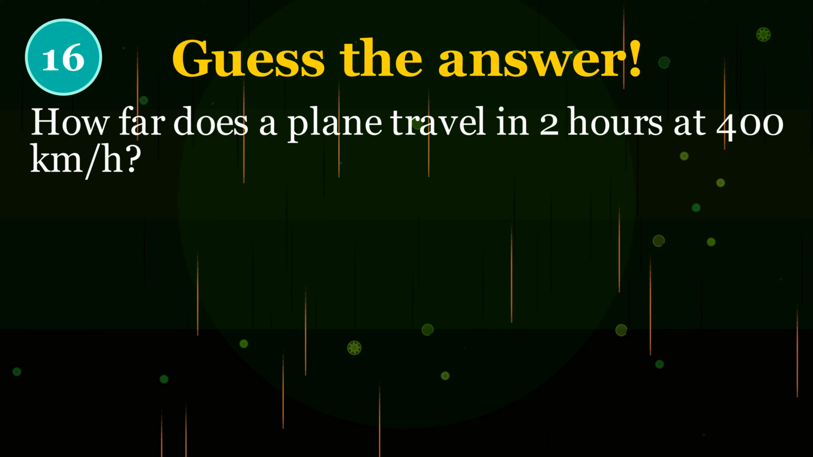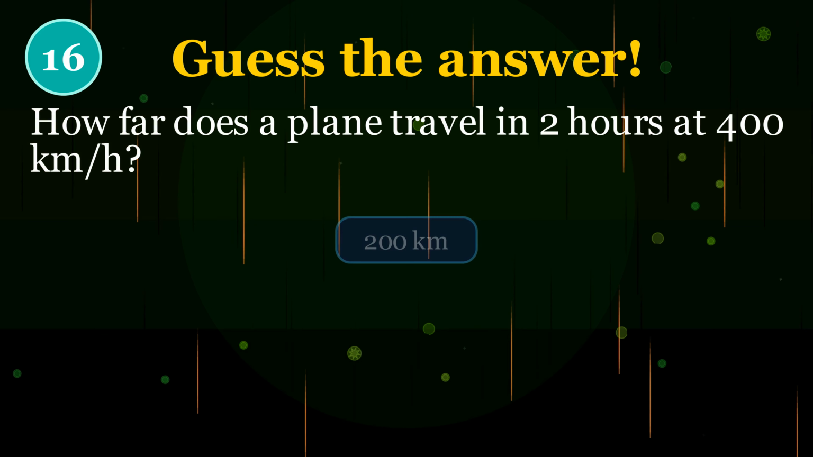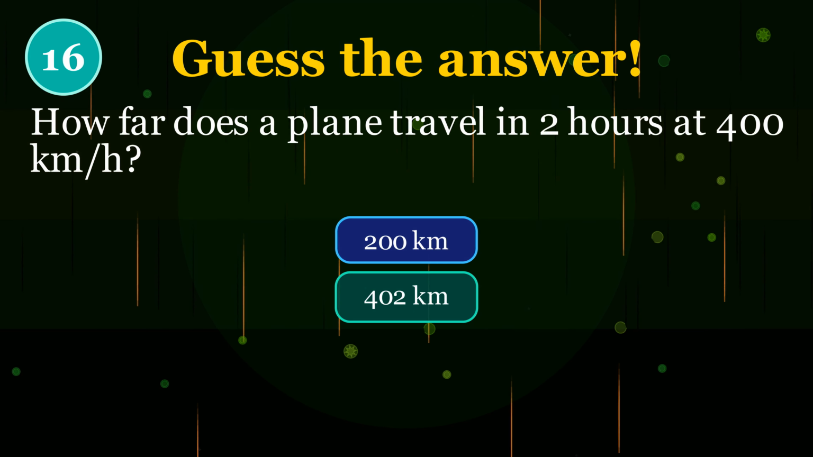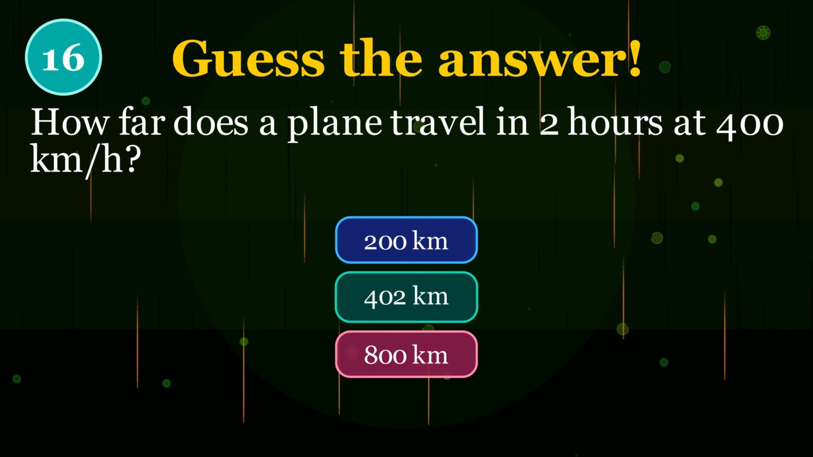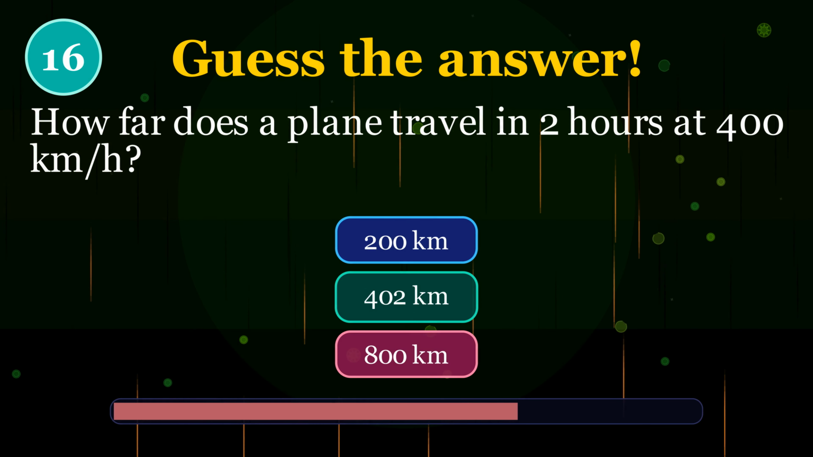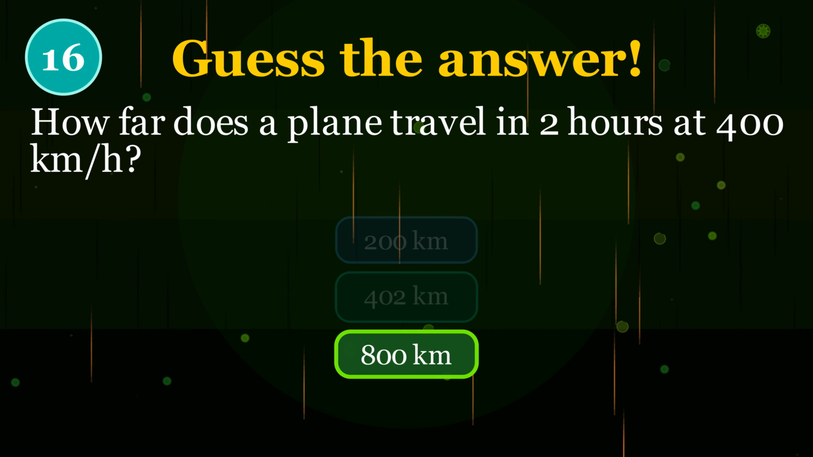How far does a plane travel in 2 hours at 400 kilometers per hour? 200 kilometers. 402 kilometers. 800 kilometers. The correct answer is 800 kilometers.